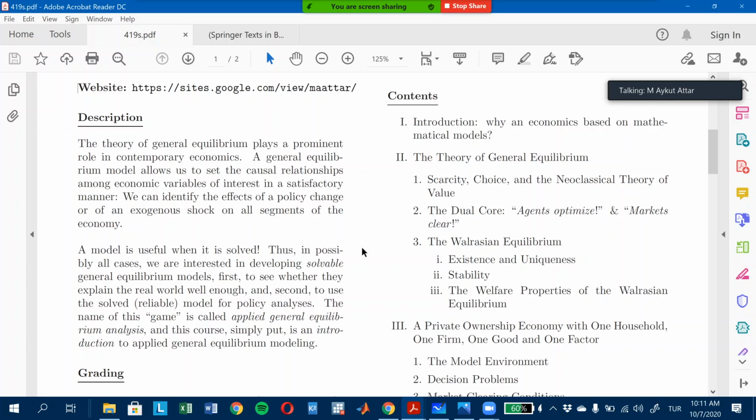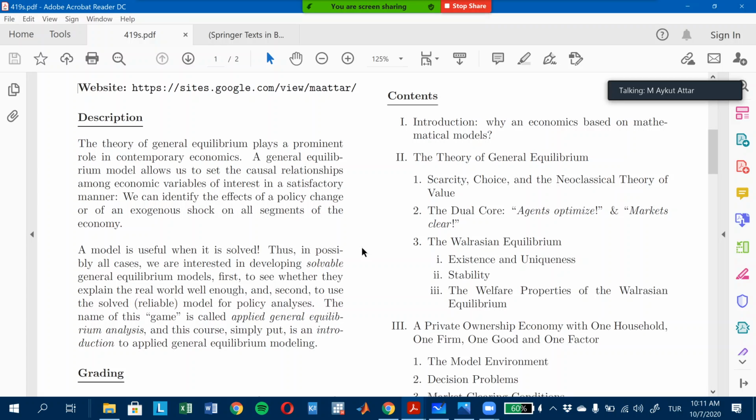Okay, the content. So first, today, we're going to very briefly discuss why this theory of general equilibrium is based on mathematical models. There are good reasons, but you know, the use of math by economists is always controversial. We discuss some pros and cons of using math. Then today, I want to introduce you two things.